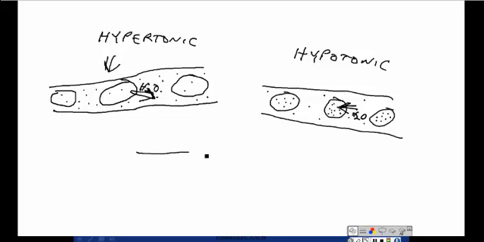If you had an instance where the concentration of sodium, or any other solute, by the way, were the same inside the cell and outside the cell, and there was no net water movement, then it could be said that the cells are in an isotonic environment.